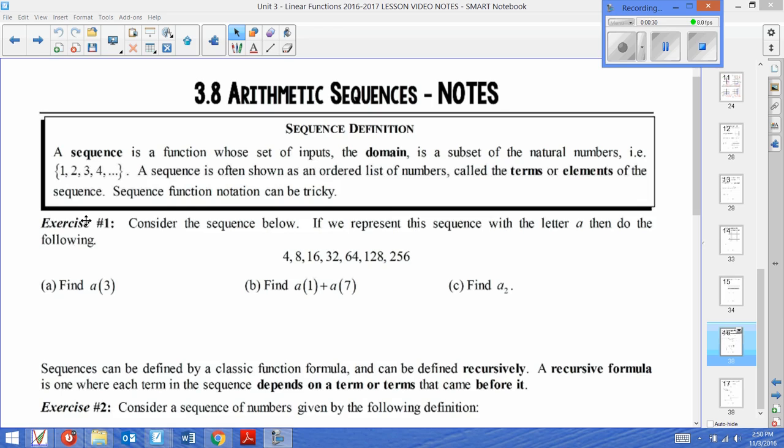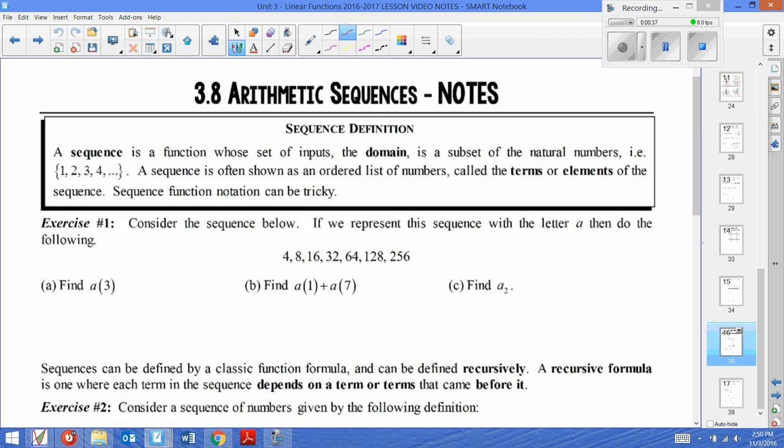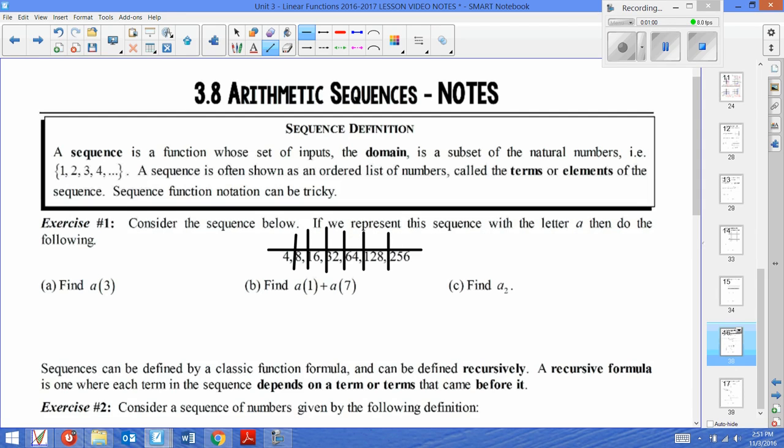Consider the sequence below, and it says if we represent this sequence with the letter A, then do the following. All right, so they want this to be A. Maybe I want to use a table to set up. Okay, so I have all of these values. There's a value, here's another value, there's another value, and so on and so forth. So let's make a table of all of these.